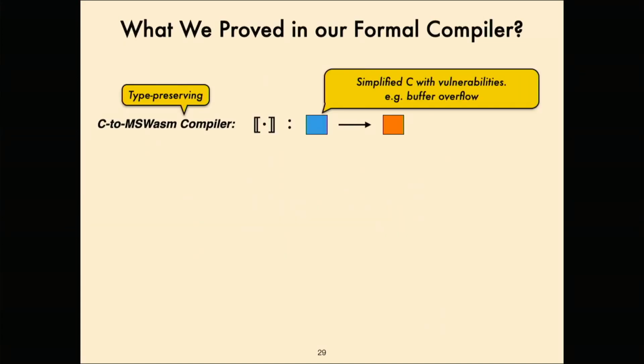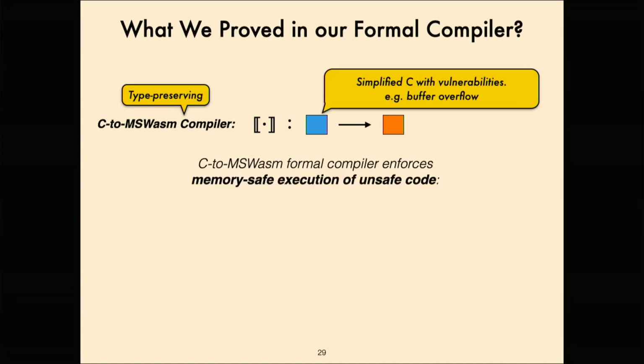So what we have proved is that our formal C-to-MSWasm compiler is of course type preserving. It takes a simplified subset of C. Particularly, this simplified C allows attacks or vulnerabilities such as buffer overflows, and it compiles to MSWasm. Our key theorem is that this formal compiler enforces memory safe execution of unsafe code.